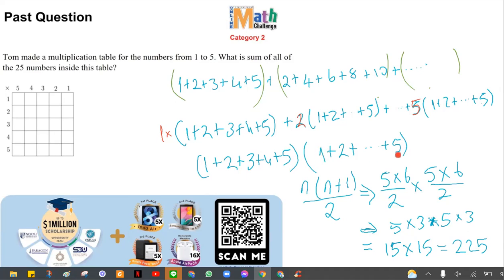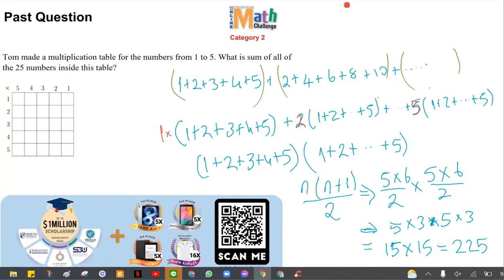from 1 to 5. So we have this simple formula to calculate the sum of numbers from 1 to n. Here our n is 5, so 5 times 5 plus 1 divided by 2. If you simplify, 5 times 6 over 2, and these two we can cancel. 5 times 3. So this is 5 times 3, and this is 5 times 3. So 5 times 3 is 15. Another 15, 15 times 15, 225.